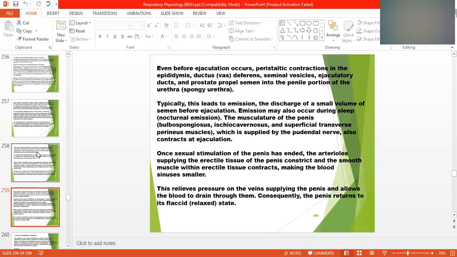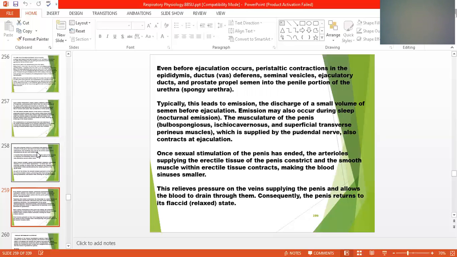So before the ejaculation, peristalsis, a movement like a snake, and contraction start in the epididymis, vas deferens, seminal vesicle, and ejaculatory duct, as well as the prostate, which propels semen. Due to this peristalsis, the semen comes out from the prostate into the penile portion, into the penis and urethra.